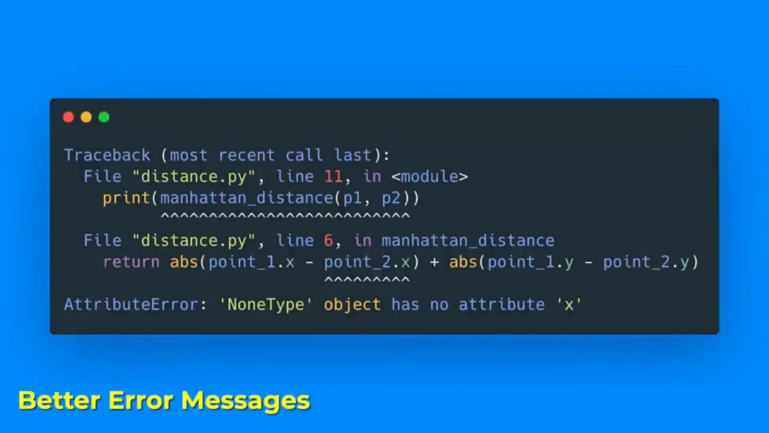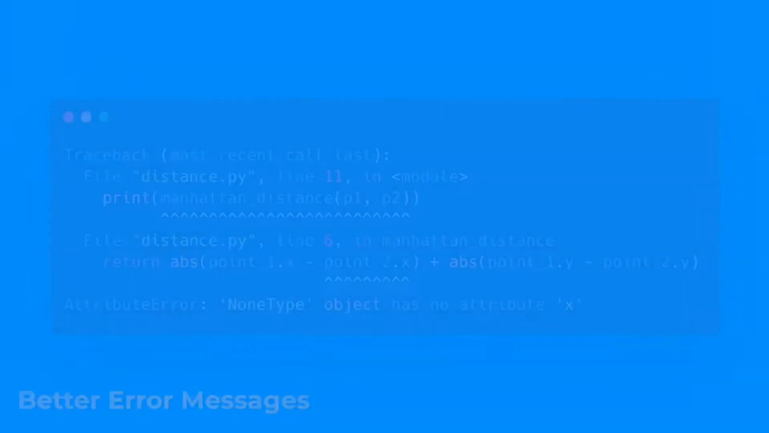Then it got better error messages. The interpreter will now point to the exact expression that caused the error instead of just the line. For example, here, one variable is None, so we can't access point2.x. This is especially helpful for beginners.